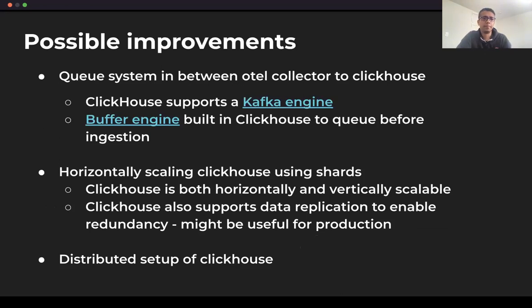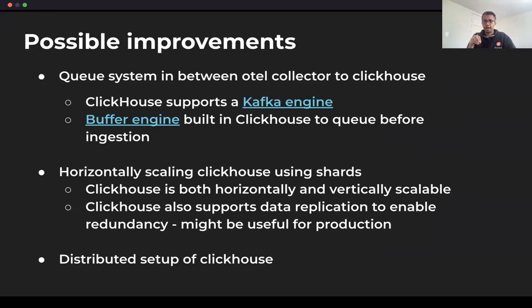There are possible improvements we can make, as I mentioned, between the OpenTelemetry Collector and ClickHouse. We can have some sort of queuing engine. ClickHouse supports something called the Kafka engine in-house, and there's also the concept of a buffer engine. So maybe we can try to improve this by adding a collector, but for the 1 million events per second scale, we are not seeing any such issues.